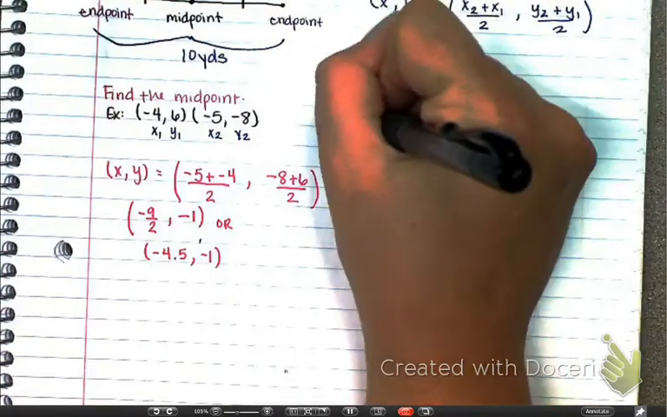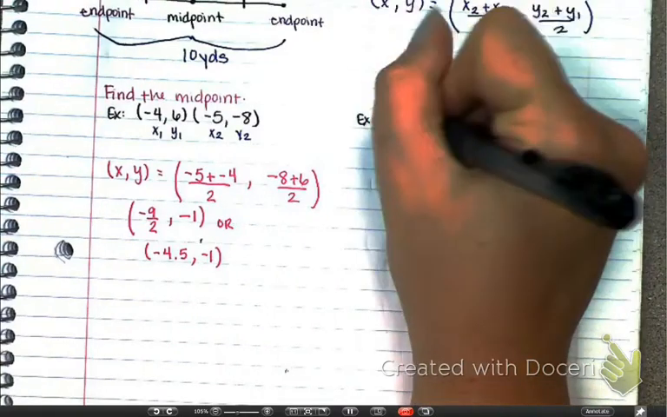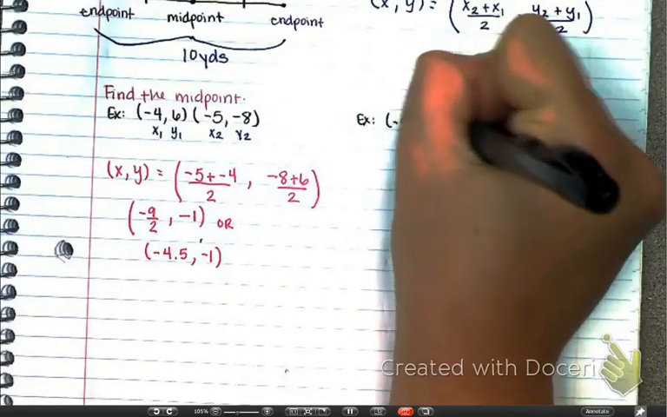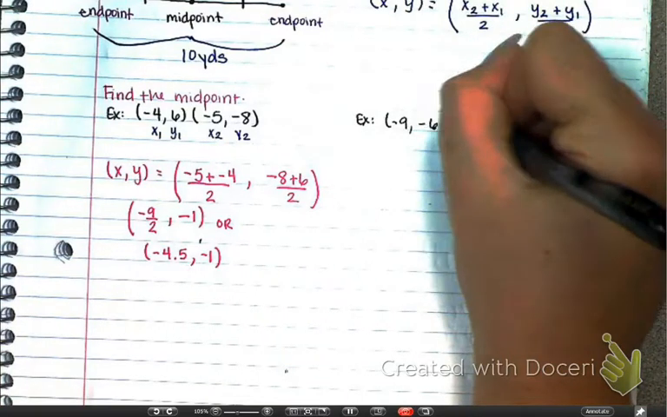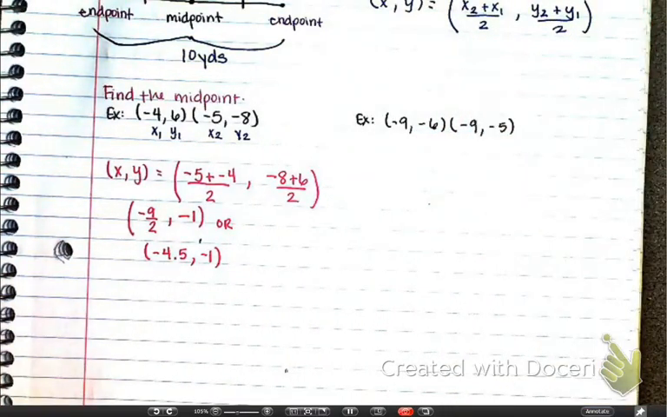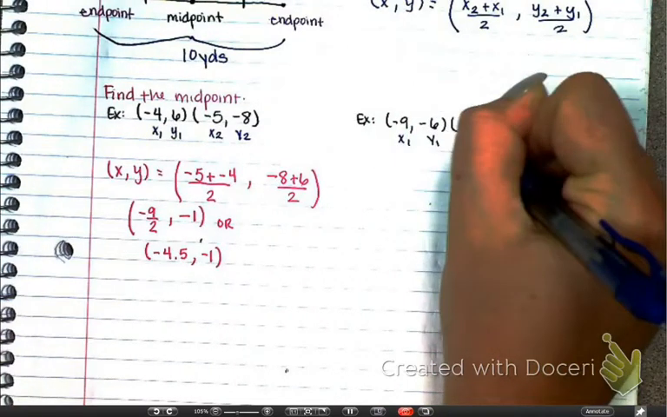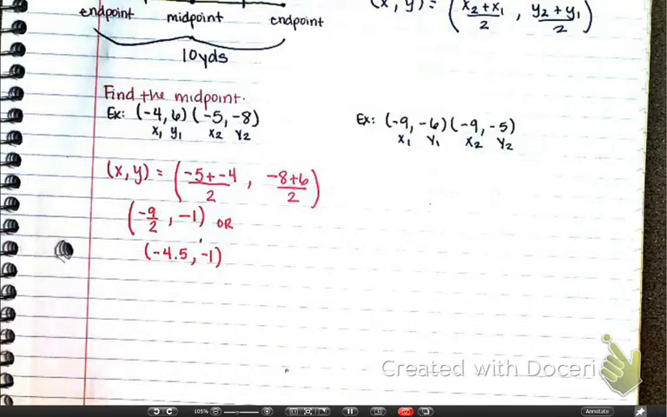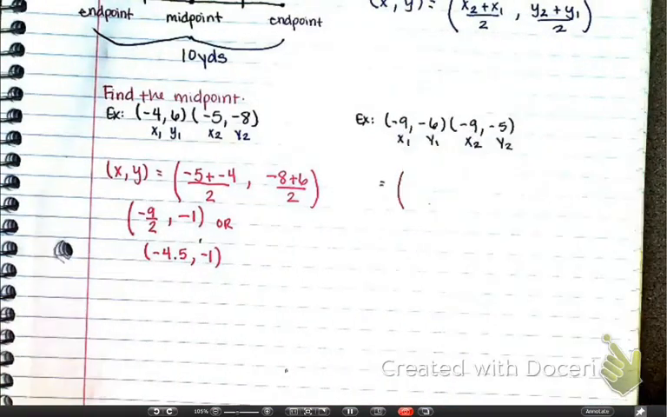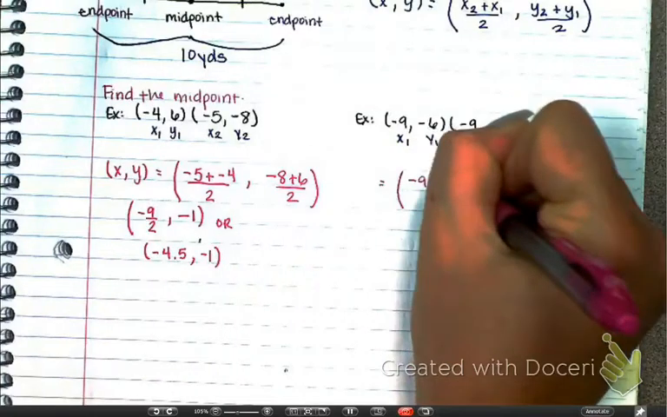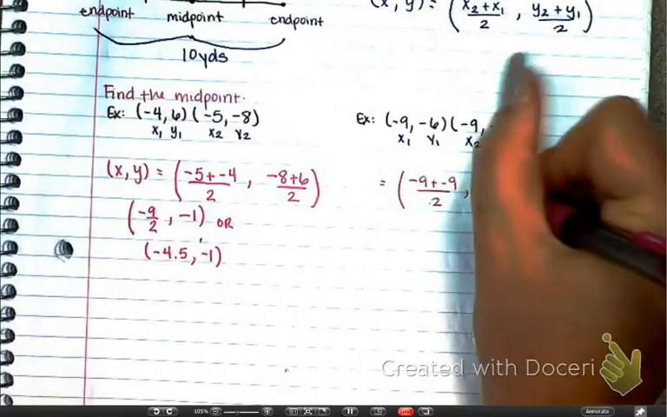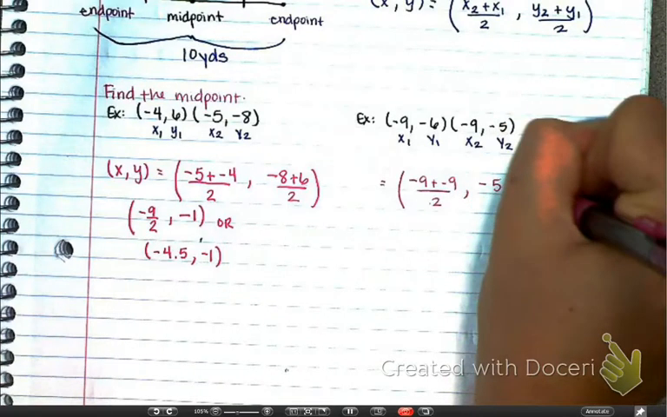Do you want to try another one together? Yes? Okay. How about -9, -6, and -9, -5? So step 1 is going to be to label. And then plug it in. So I have -9 plus -9 divided by 2, and -5 plus -6 divided by 2.